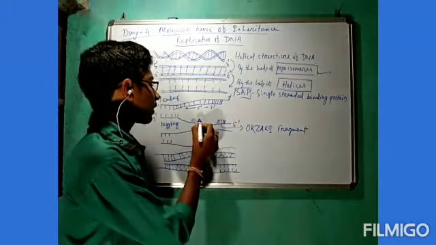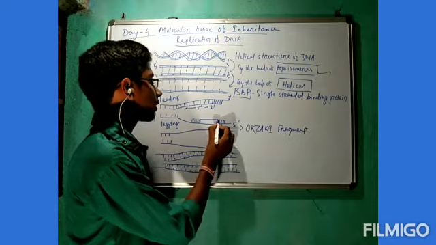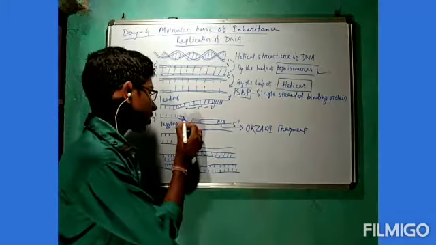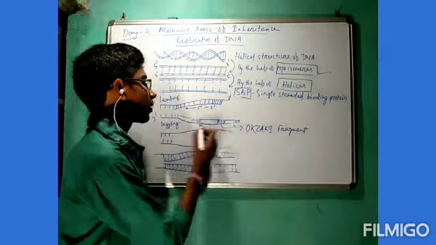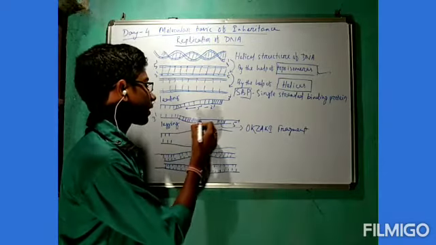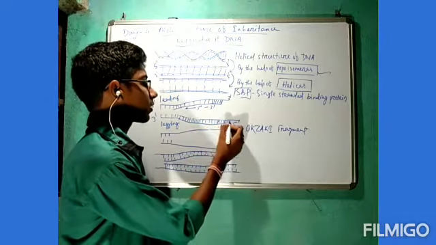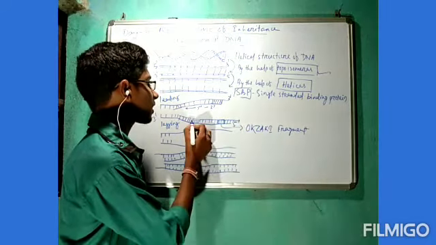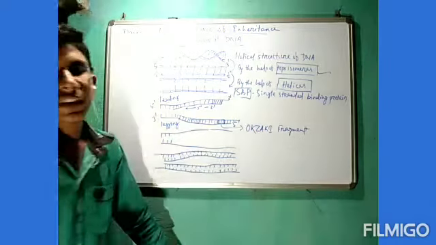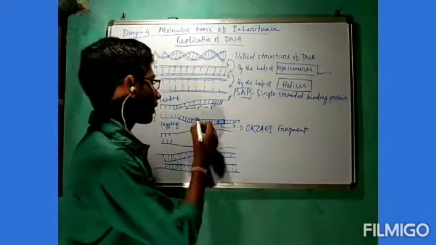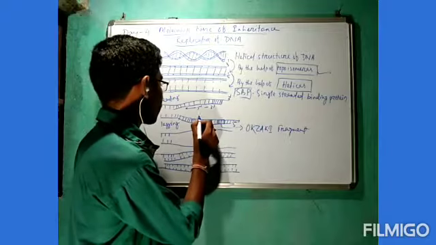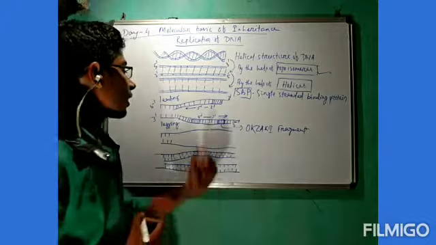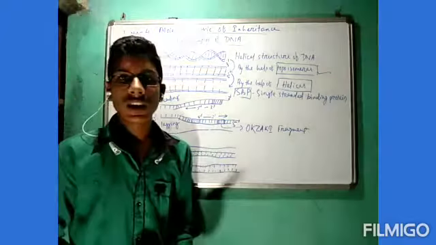After that, DNA polymerase is again used. DNA polymerase is used here, and it is happening continuously. Here the Okazaki fragment is added. Here also the Okazaki fragment is added. After that, in the direction of 5' to 3', the DNA polymerase is used.